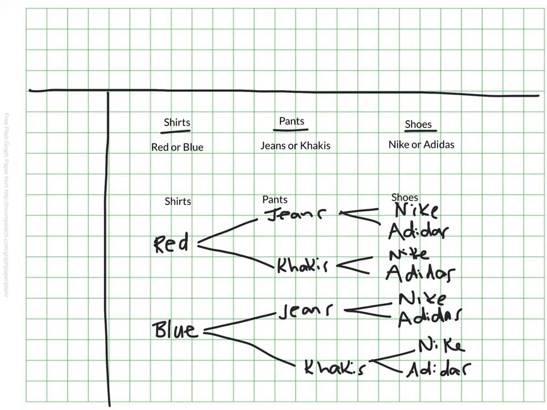And one thing that's nice about our probability tree here is at the end, this list tells us how many options there are. So there are a total of 8 options in the end. And of course, if I wanted to know the chance of getting red jeans with Adidas, that would be one way to get it out of the 8. So each one of these has a 1 in 8 chance of happening.